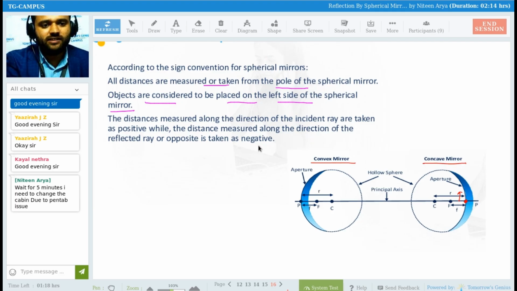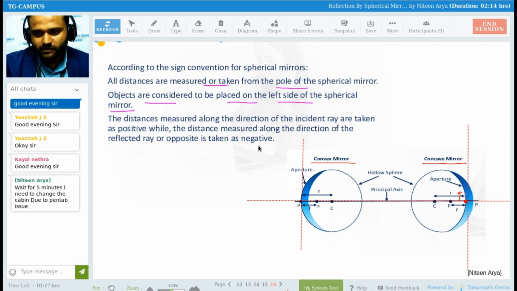So as you can see, this is the sign convention. I mean, the sign convention we already understood, we already talked about. So this is the pole, and this is my principal axis. And here is my pole. Just a minute, just a second.